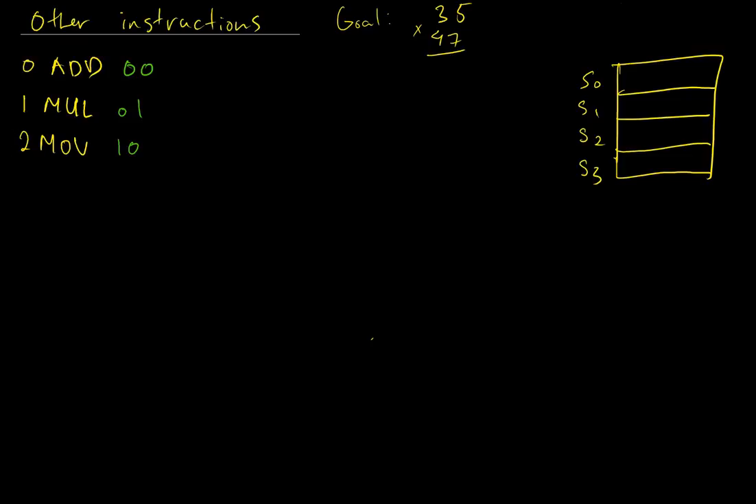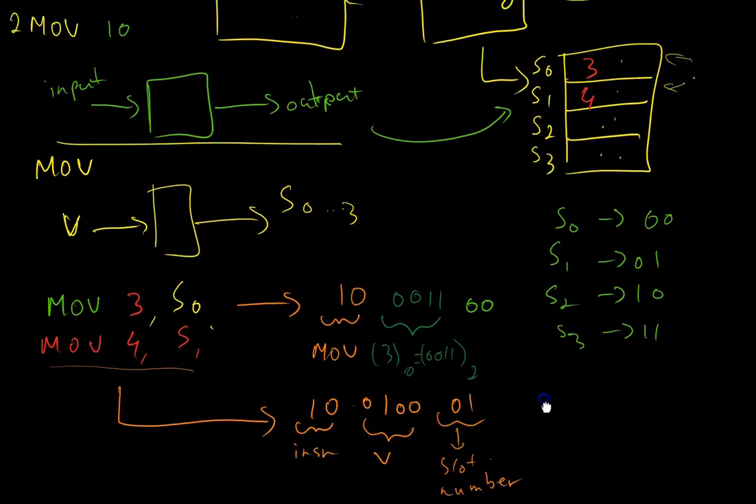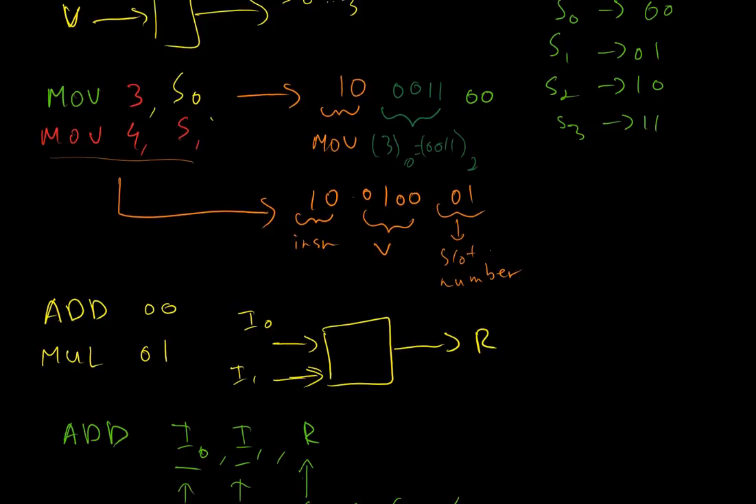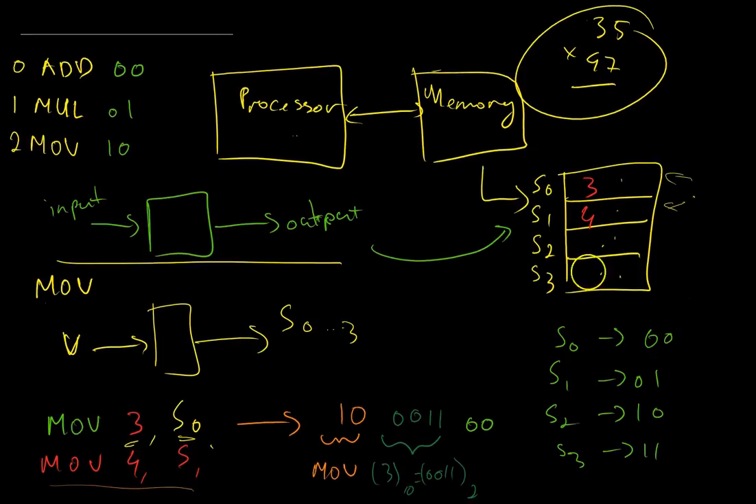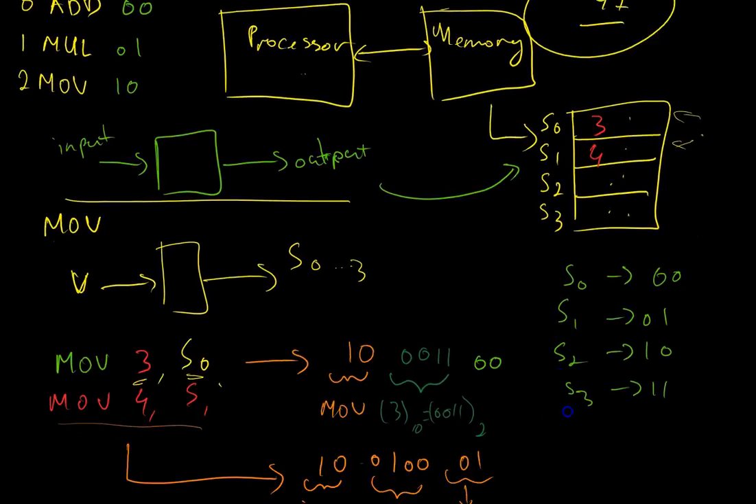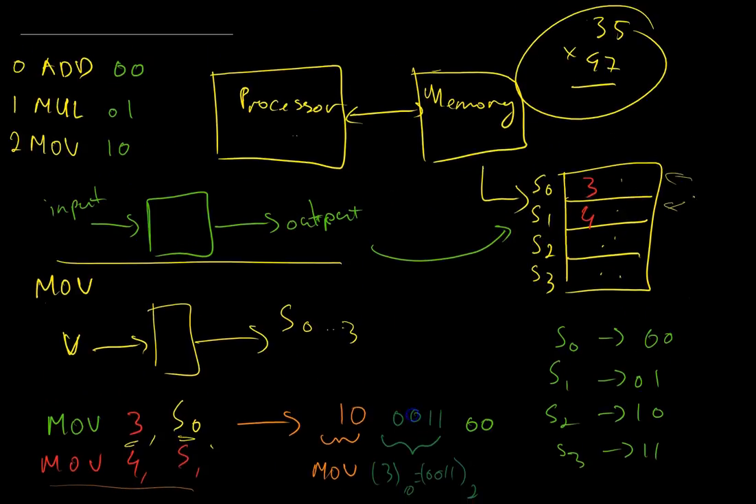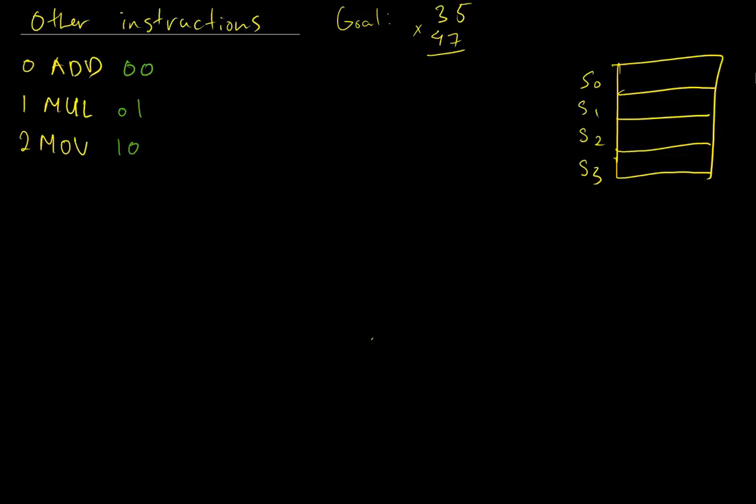In the last video, we essentially created an encoding for the move instruction, which does a very simple thing. It just takes any value that you have and stores it into one of the slots that we have in our memory. But as I said at the end of that video, this isn't a very interesting computer because all it can do is store values and it doesn't actually compute anything. In order to compute stuff, we need to also encode the add and multiply instructions, and that's what we're going to do in this video.